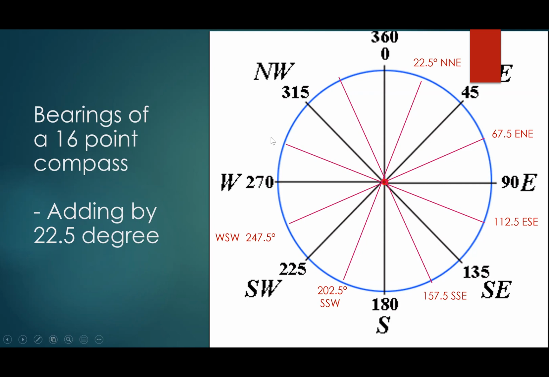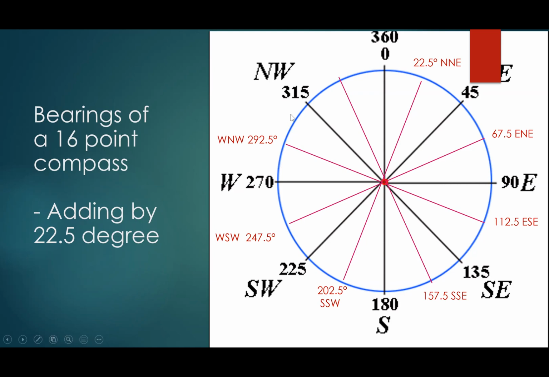What is the direction we are going to put right here? West, northwest. So west, northwest has a bearing of 292.5 degrees, and you would have added 22.5 degrees. And if you add another 22.5 degrees, it will give you 315 degrees, northwest.